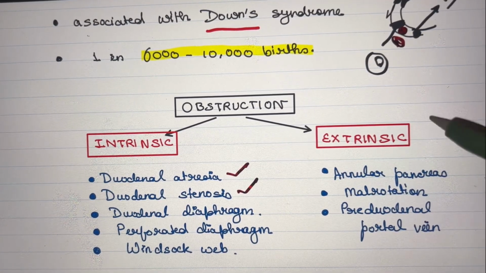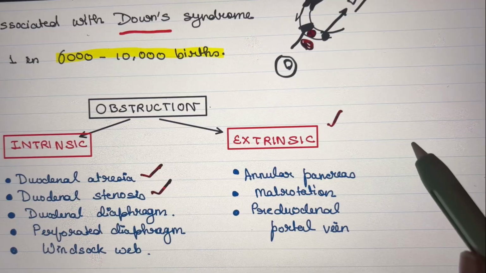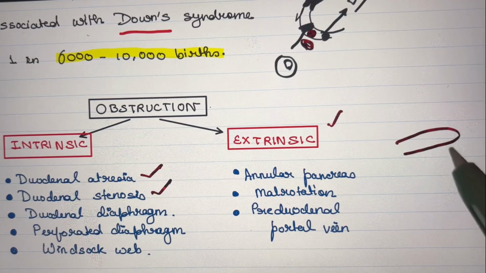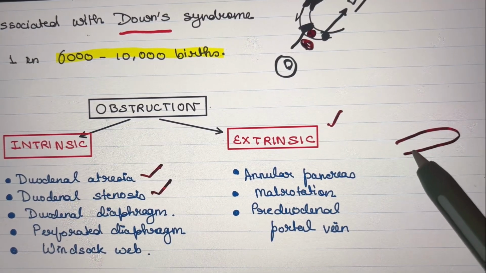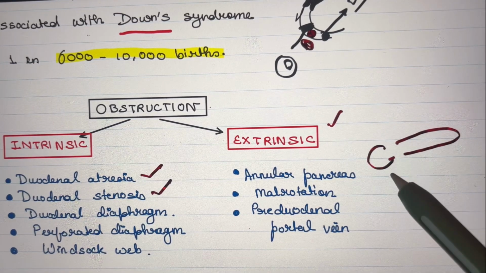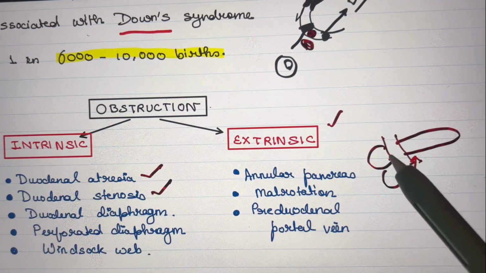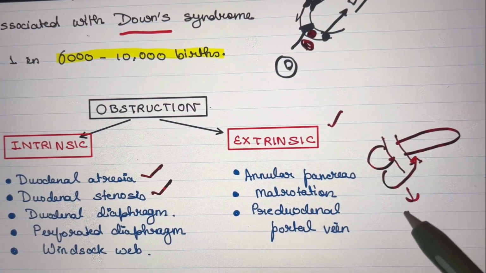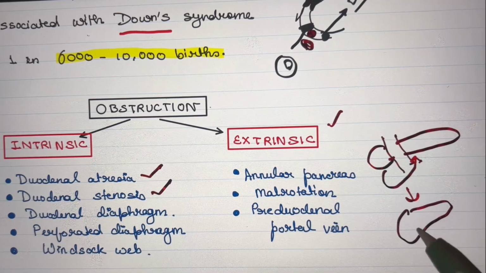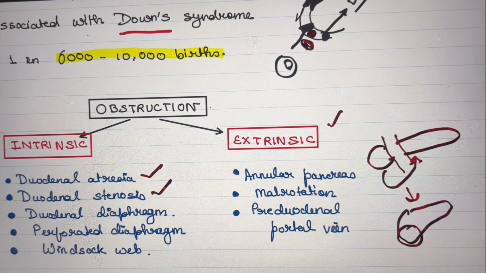The extrinsic cause is annular pancreas. You know about the annular pancreas. As you know, the pancreas has a dorsal part arising from the dorsal mesogastrium, and the pancreas also arises from the ventral mesogastrium. The ventral mesogastrium rotates and comes to this side, and therefore the final picture of the pancreas is like this. This is the part of the ventral mesogastrium, and the rest is the dorsal mesogastrium.